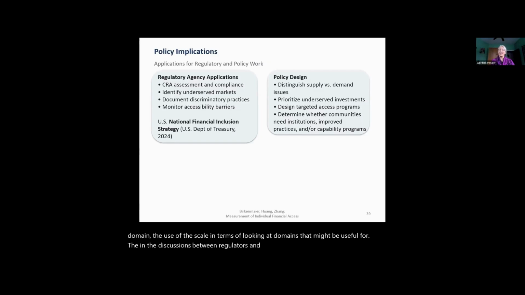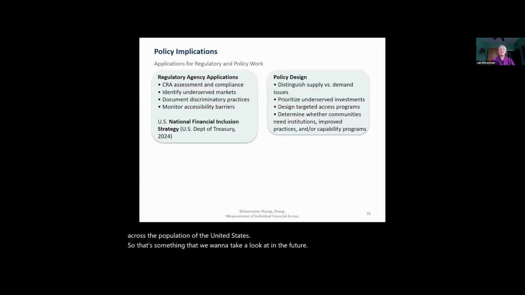We also do want to mention that the Treasury Department in 2024 issued a National Financial Inclusion Strategy, which is very impressive. It does not yet have an evaluation component, and we're wondering whether the scale may have implications for the measurement of financial inclusion across the population of the United States. So that's something that we want to take a look at in the future.